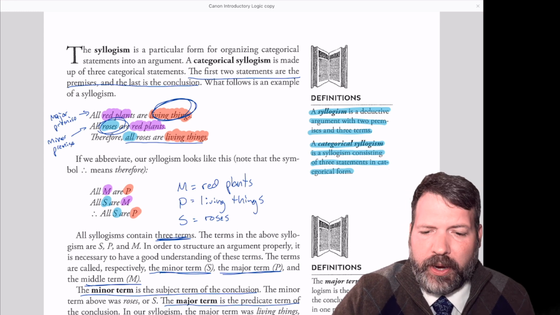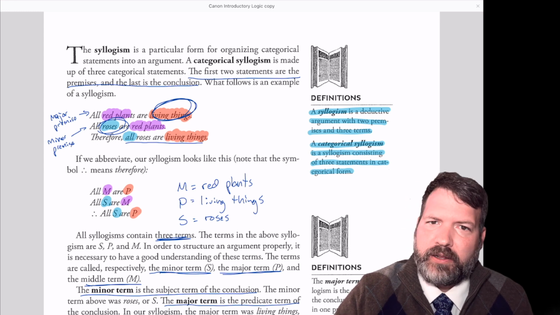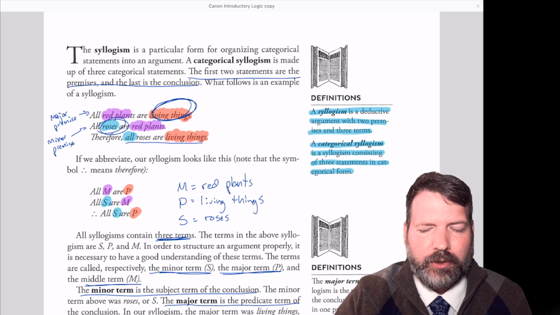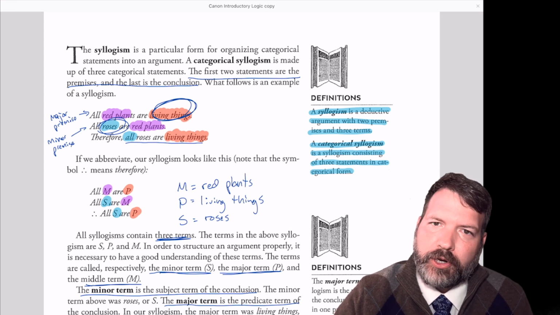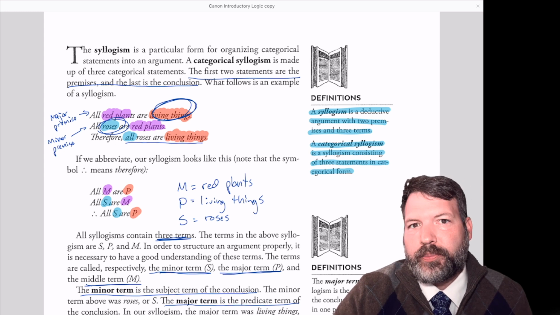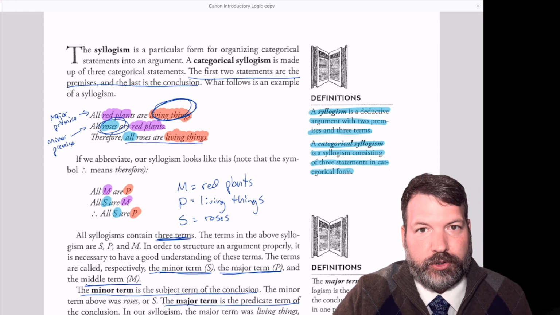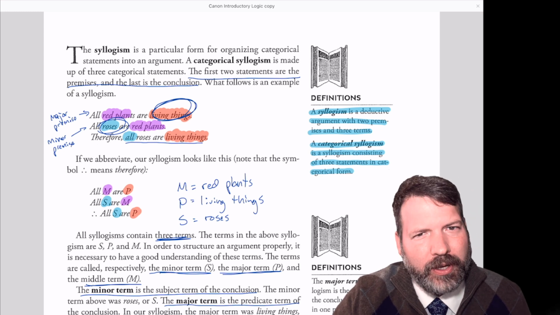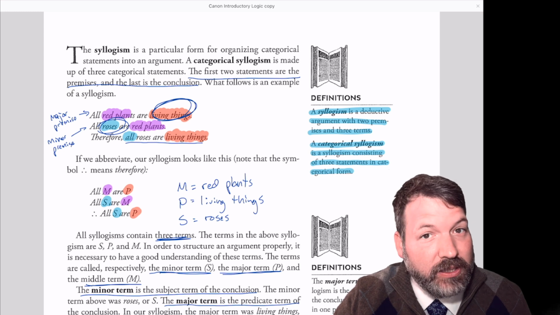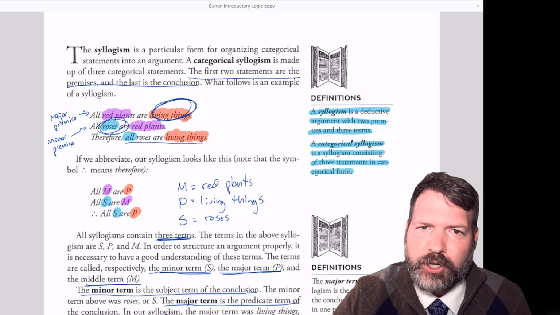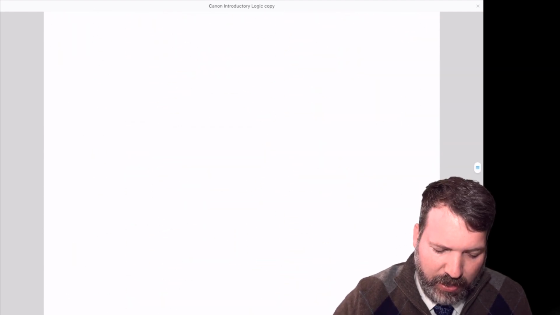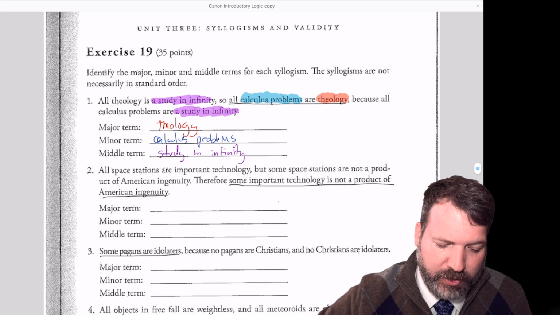You should be wondering, well, wait, how did we know what the major term was in the first place to find the major premise? This is a confusing topic, no doubt. How did we know what the minor term was so that we could find the minor premise in the first place? And wasn't there another thing called the middle term? How do we find the middle term? We're going to review precisely that as we look at the homework for exercise 19.